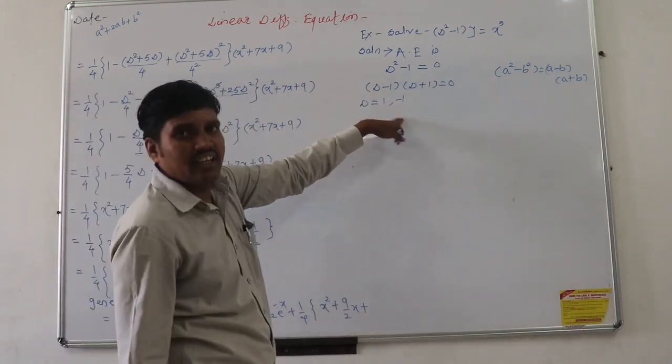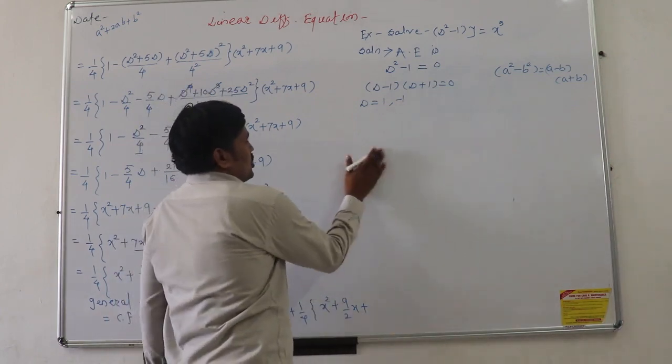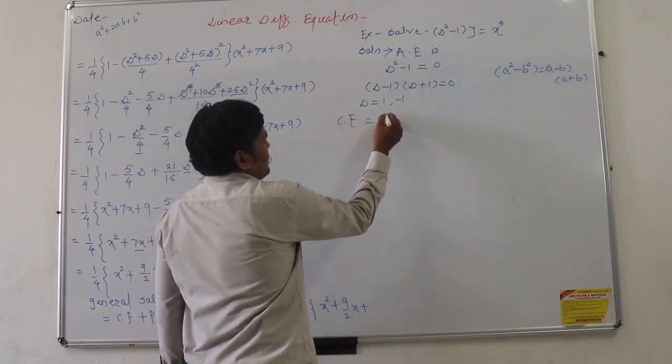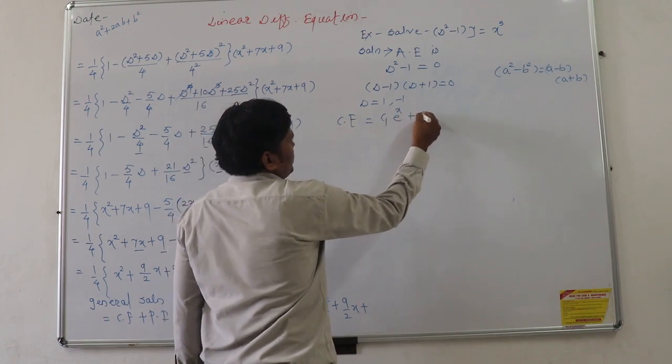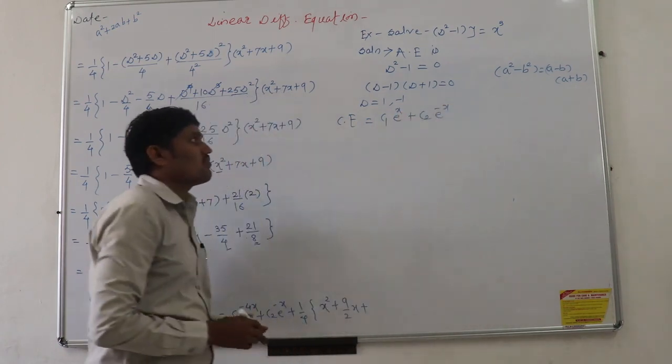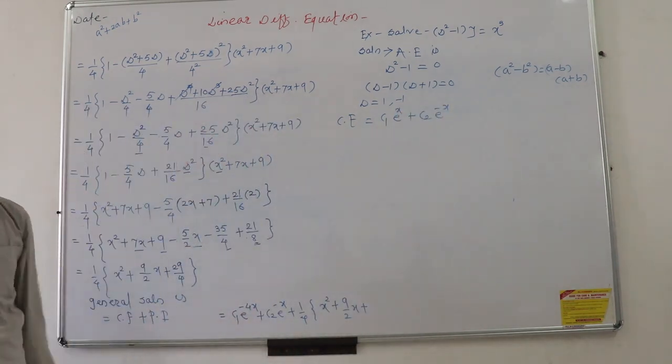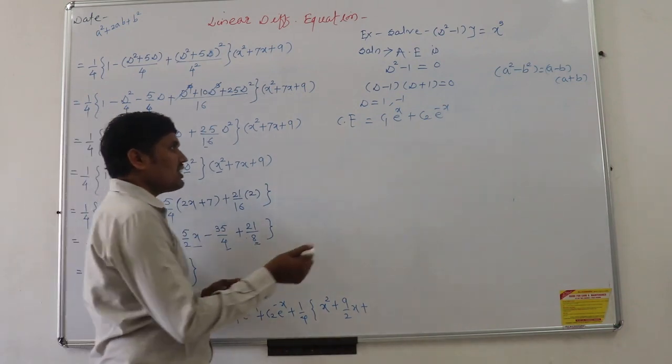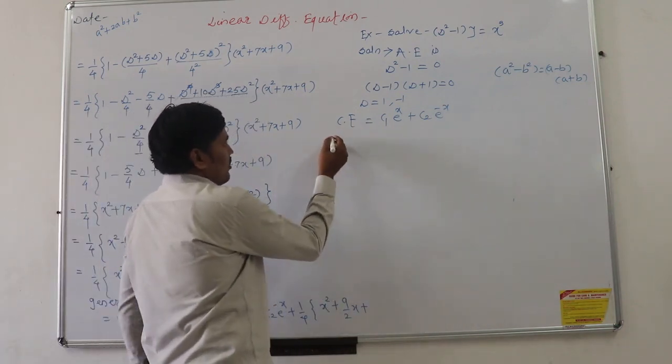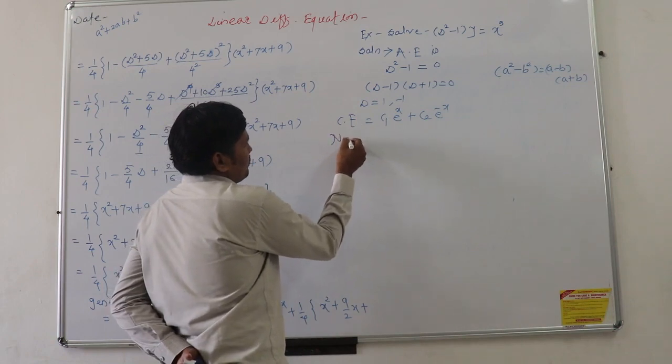Again the factors are real and distinct. The complementary function can be written as c1 e raised to x plus c2 e raised to minus x. As the factors are real and distinct, this is our complementary function. This is the first part. Second part, find the particular integral.